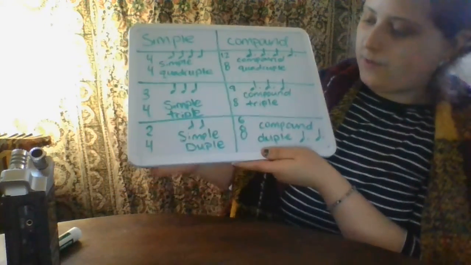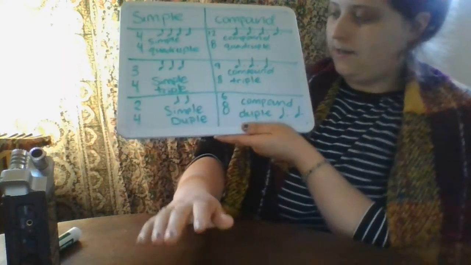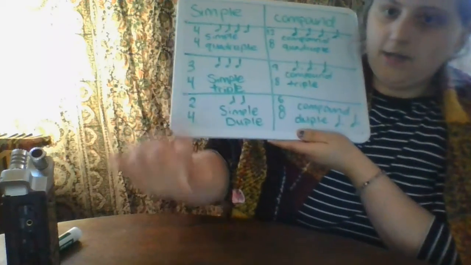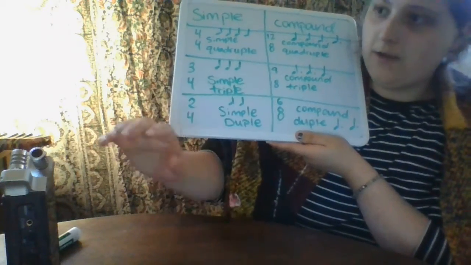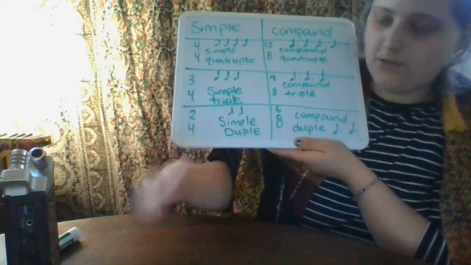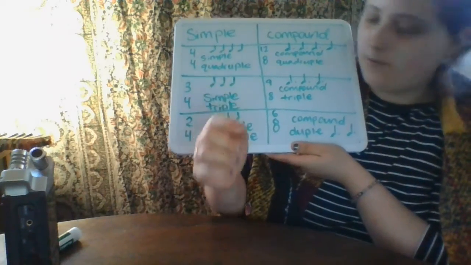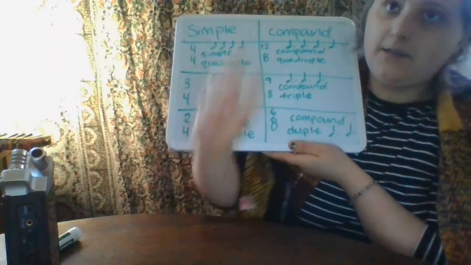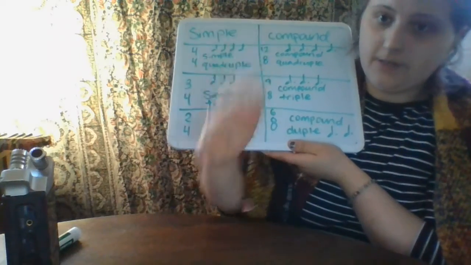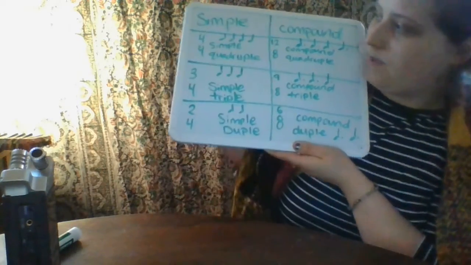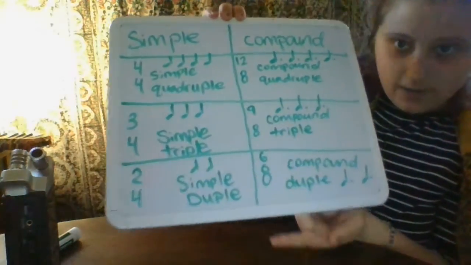So the difference between simple duple and 6/8 compound duple is this. Simple would be 1 and 2 and 1 and 2 and. Compound 6/8 would be da, da, da, da, da, da. 1, 2, 3, 4, 5, 6. And that's the difference between simple and compound time.